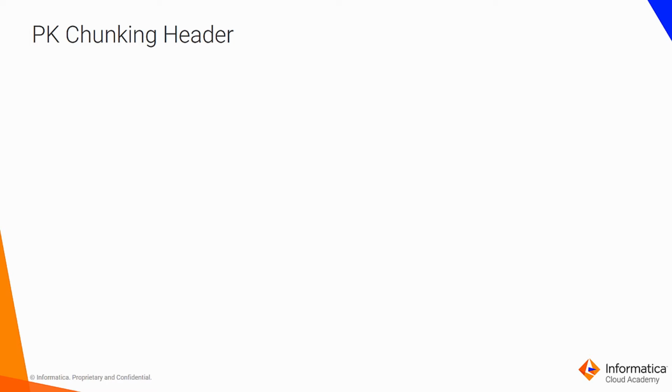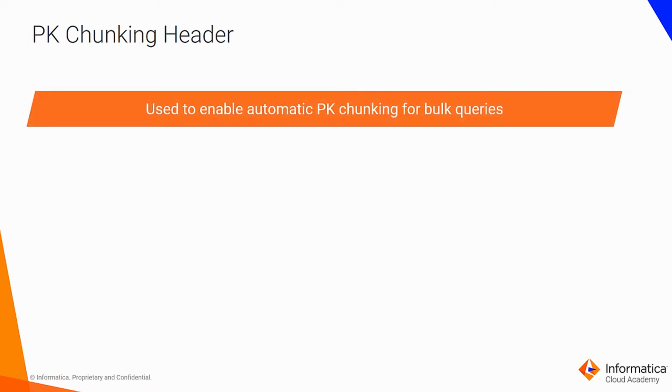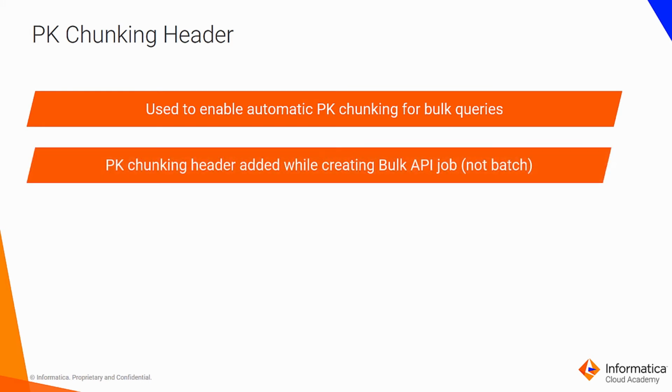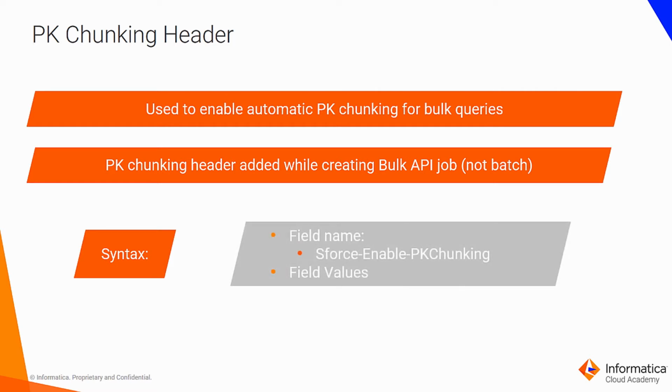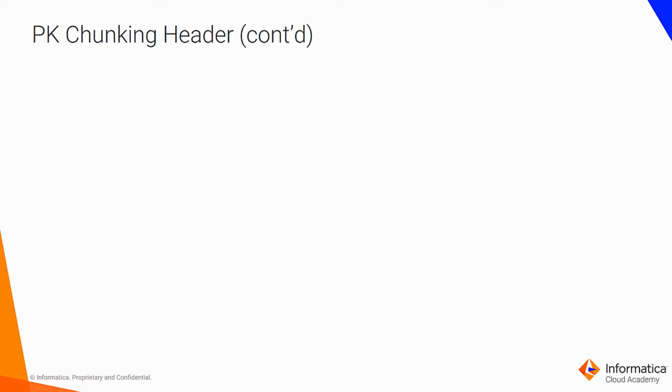Salesforce Bulk API includes two new request headers. One of the headers lets you enable primary key chunking for bulk queries. The PK chunking header is added while creating bulk API jobs and not batch jobs. The syntax to enable the PK chunking feature is Sforce-Enable-PKChunking. This is mentioned in the PK chunking header.